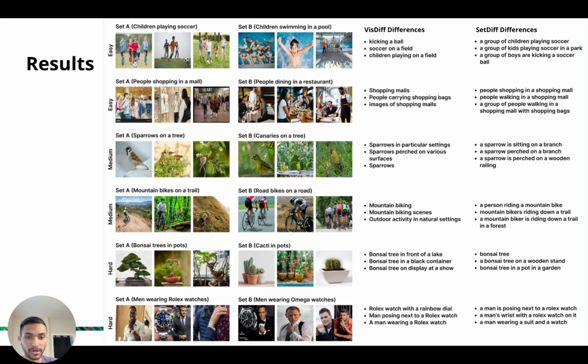Here are some qualitative results. Each row shows results from SetDiff as well as VisDiff. SetDiff produces more precise and context-aware differences, especially in medium and hard cases. As we can see here, it shows bonsai trees, like for these examples.